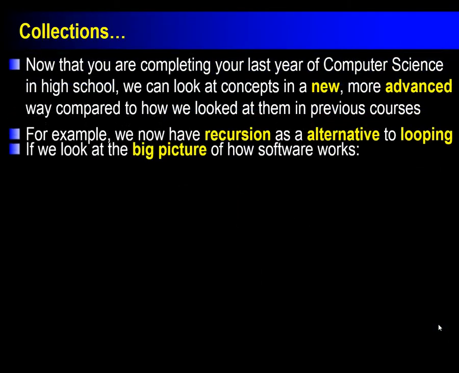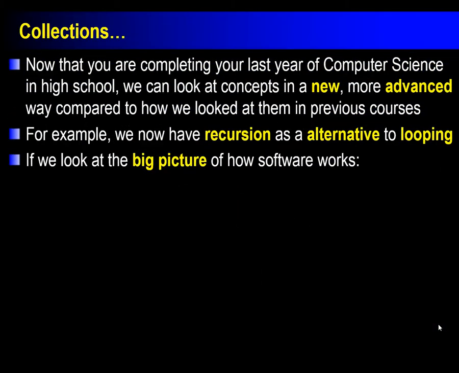Okay, so you're now in your last year of computer science here at high school, unless you do the IB grade 12, and you hopefully are now looking at programming concepts in a new, more advanced way, okay? So for example, just recursion alone is a way you can look at problems instead of looping. So recursion versus looping is what a grade 12 computer science student can look at, whereas a grade 11 or grade 10 student would only have the option of using looping.